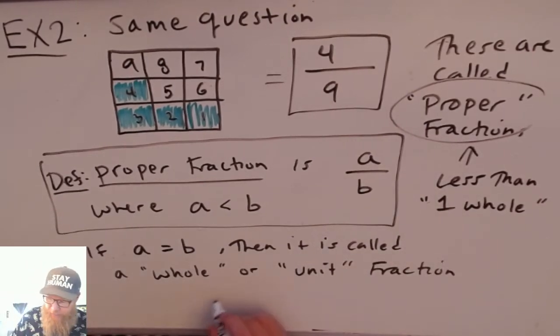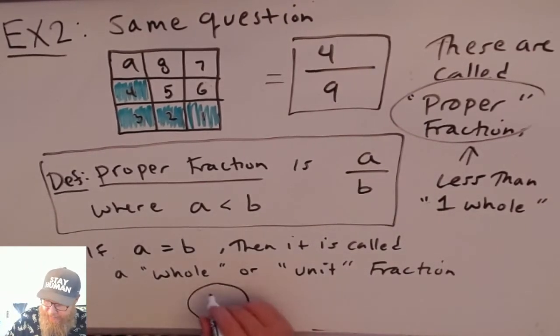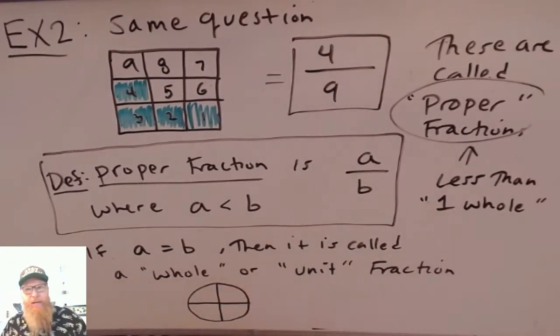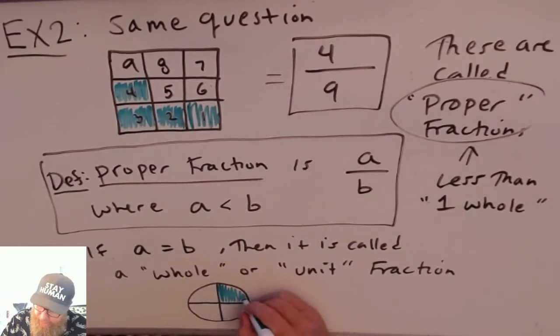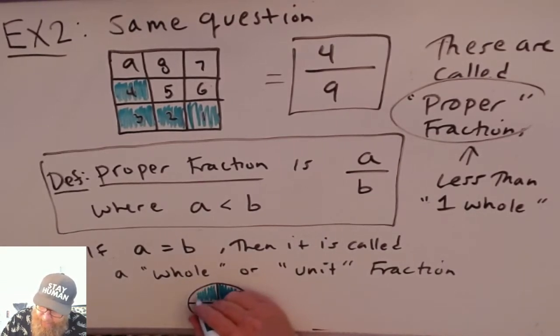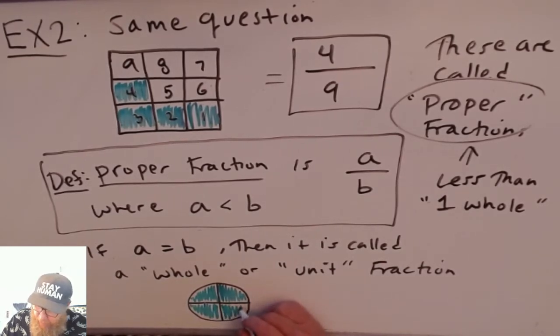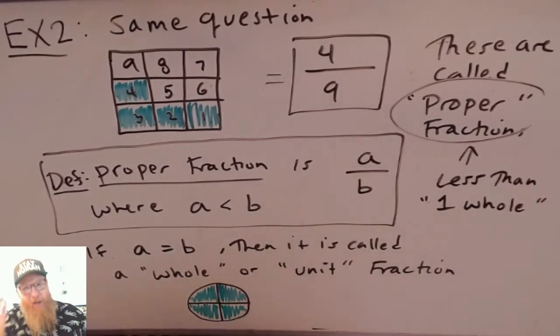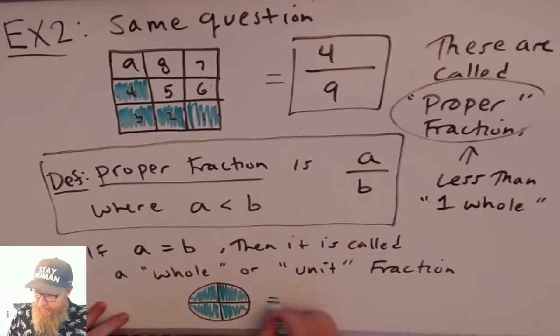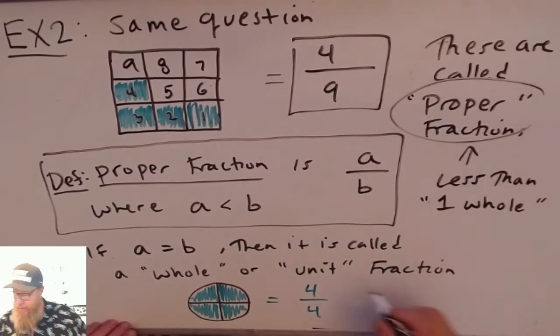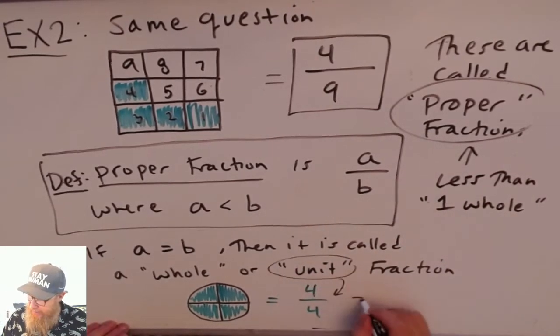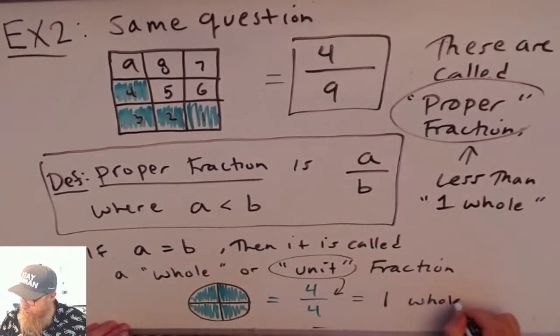So, for example, if I took my pizza and I shaded all of the pieces, I don't know about you, but this is how I cut. If you ever buy a frozen pizza, this is how I cut it. I just cut it in fourths. So this would be 4/4. This is called a unit fraction. It equals one whole.